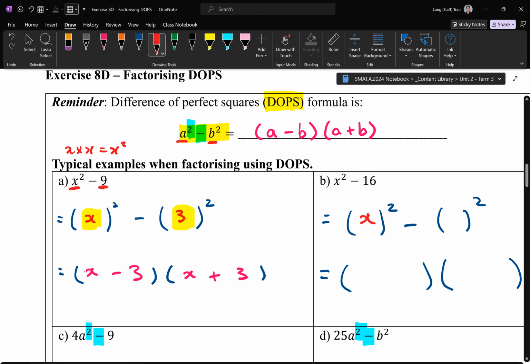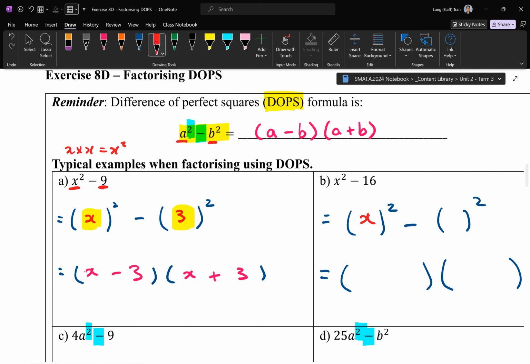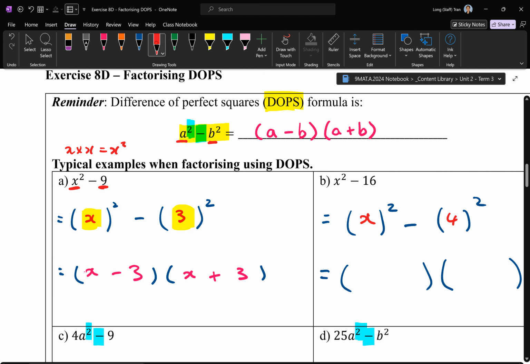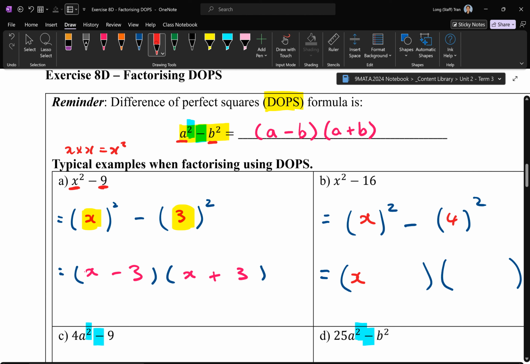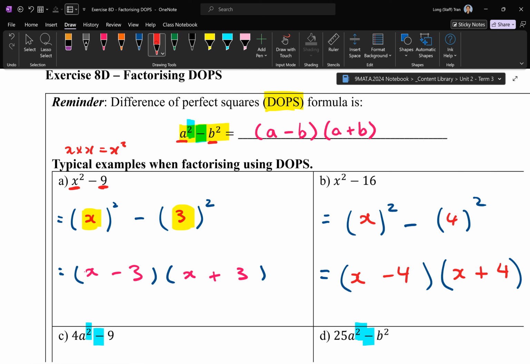Then the next one is, well, I need a 16. So square of what will give me 16? Yes, 4. Now that you've got x and the 4 inside the brackets, you can follow the rule again. A is my x. So it's minus b, which is 4. And then a again, which is my x, plus my b, which is 4. And you're done. Are you starting to see the pattern here that when it's 16, it's 4? And it's x minus 4, x plus 4.